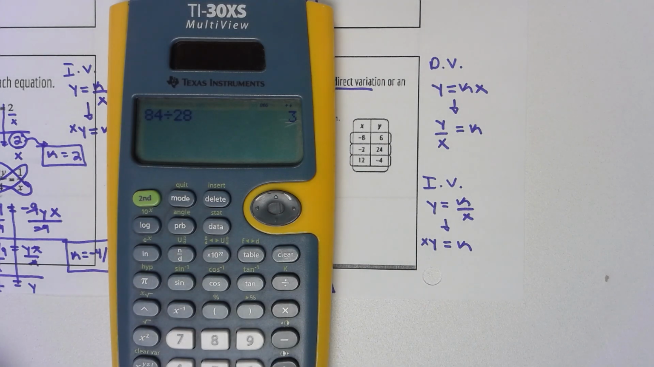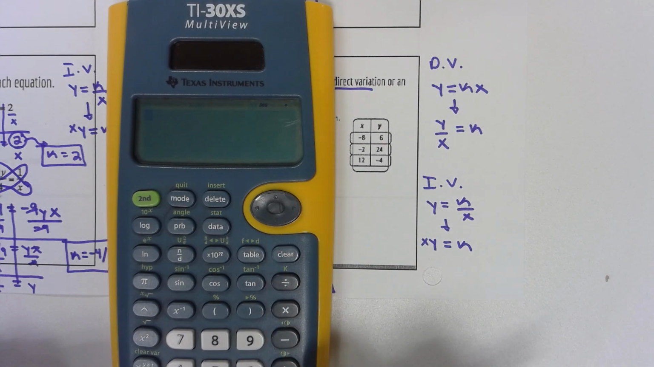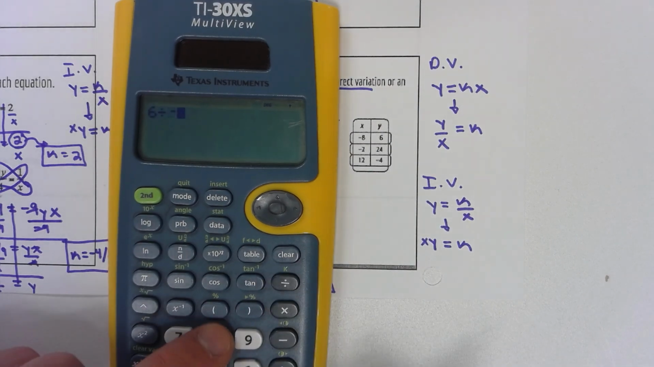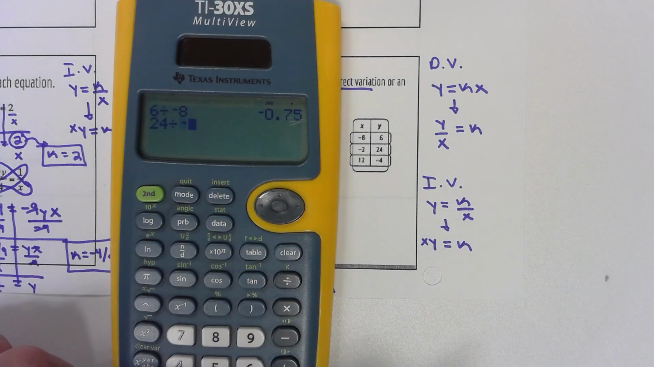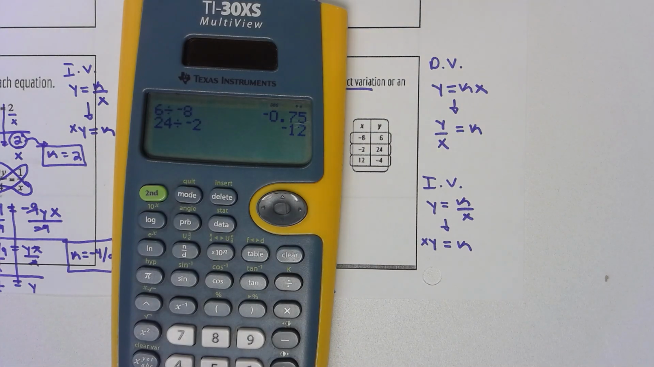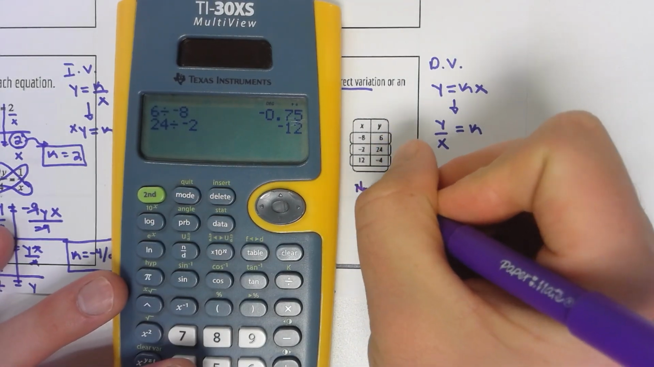So let's first check, is it direct variation? If I take y divided by x, do I get the same number? 6 divided by -8 is -0.75. 24 divided by -2 is -12. So already, since y divided by x is giving me different values, that tells me this is not direct variation.